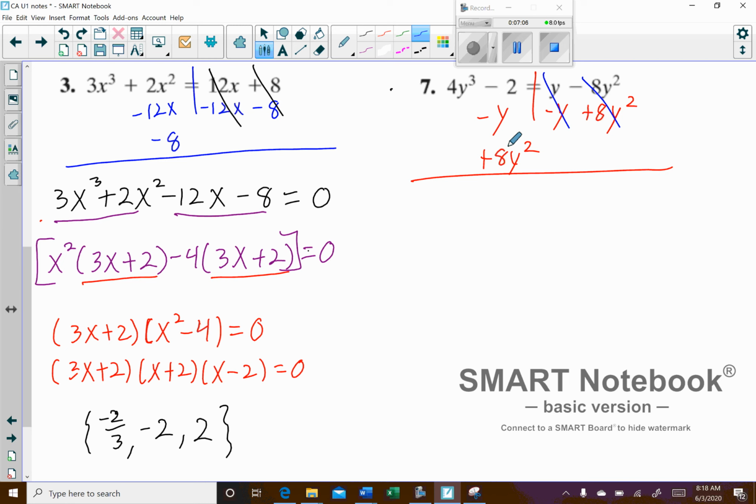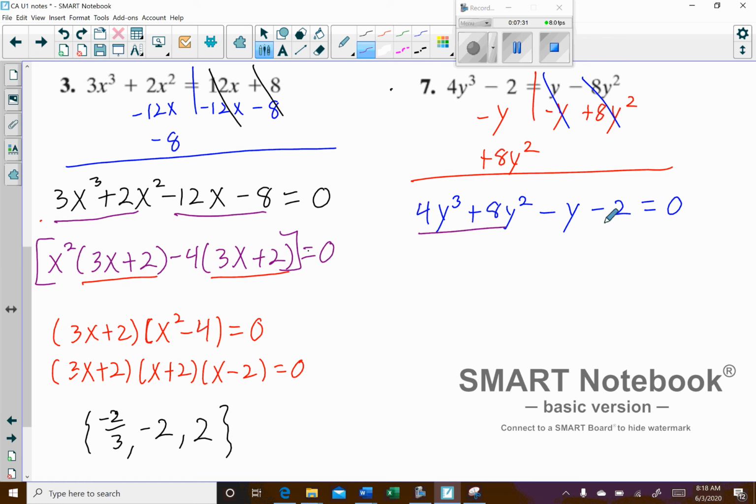Now on the left, I want to make sure and put this in the right order. So you can kind of think of all this stuff just kind of floating around. And so we'll grab the 4y cubed. Then we'll go next. It's going to be the 8y squared, and that's positive. Then minus y, and then minus 2. So we kind of cleaned it up and put it in the right order.